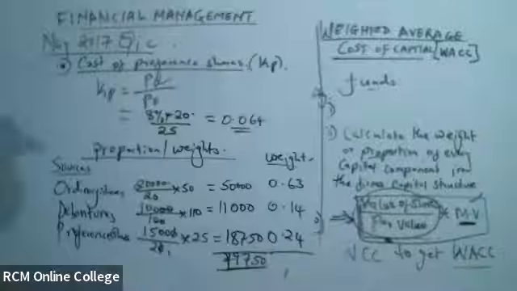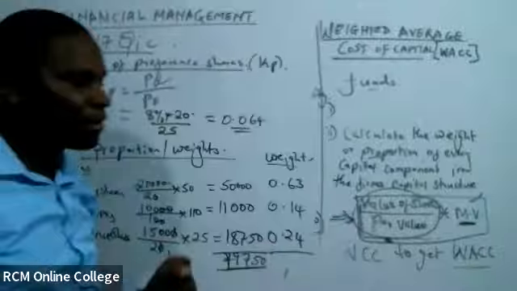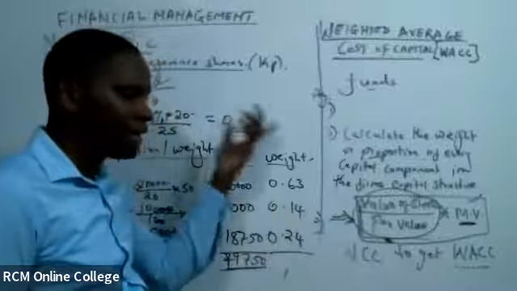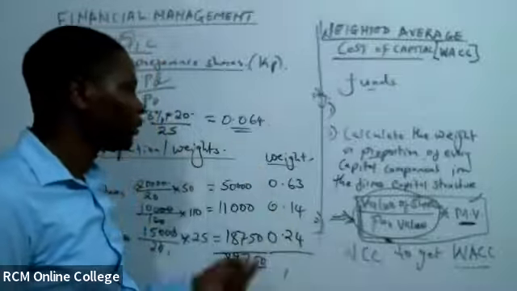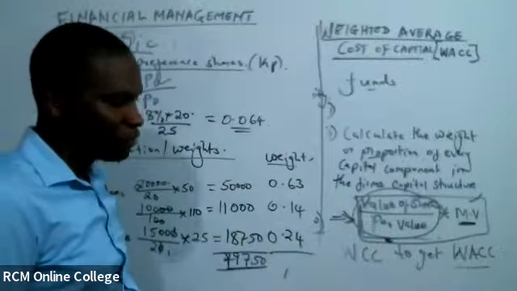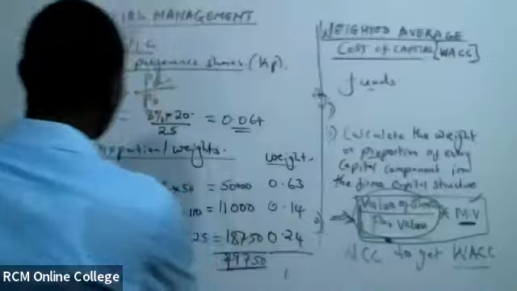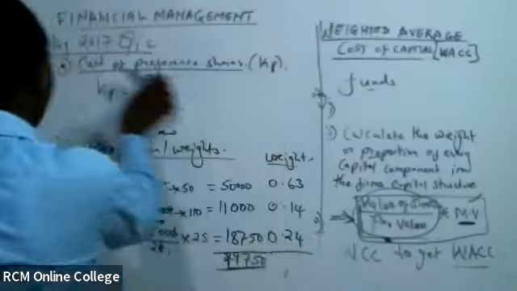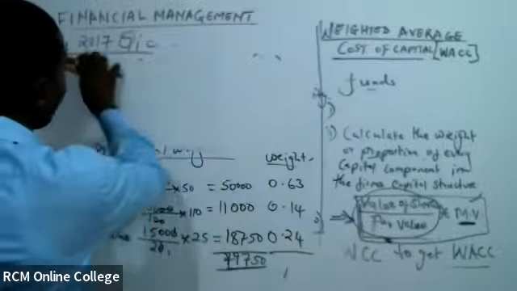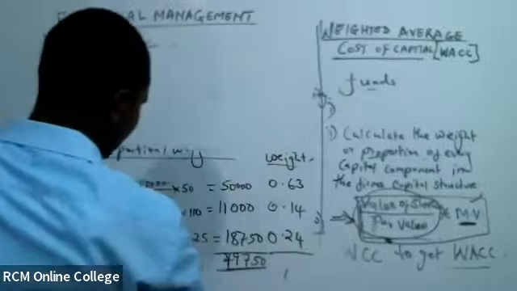Okay, now class, I want us to move to the next step. And remember, the next step ilikuwa kufanya nini? Uchukua hii, tuna multiply na ile component cost. So weight times the component cost. Now, instead of that, I give you just a general formula that you'll be using to combine the two. To combine the two, this is a general formula that if you want to compute the WACC, you'll be using.